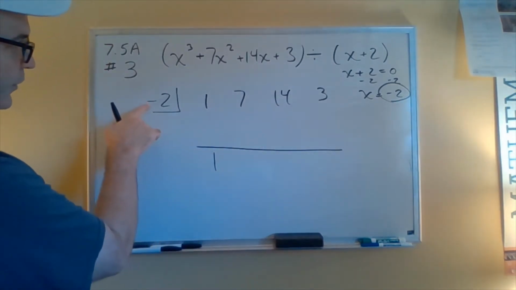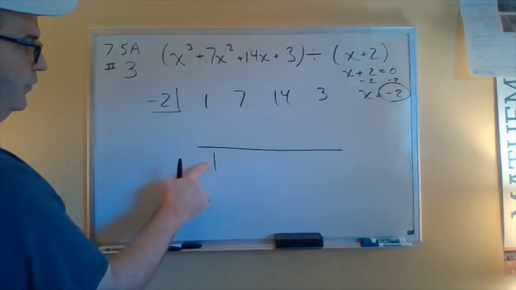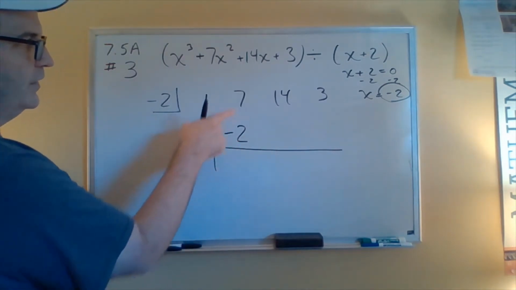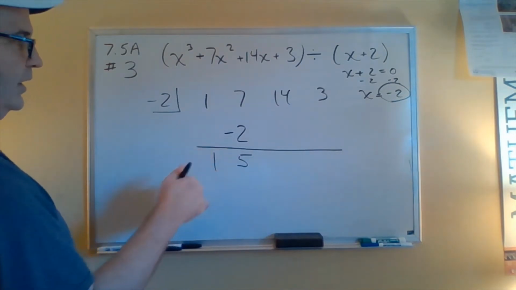So I'm going to multiply what's in my divisor box times what's below my division line. So negative 2 times 1, that becomes negative 2. I write that above my division line. Add those two numbers together, and I get 5. I'm just going to keep that process going.